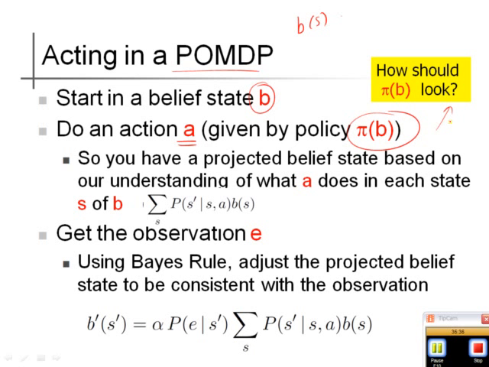Anyway, so you do an action A given by policy pi B. It doesn't really matter why you did this action A. When you're acting, you just decided to do a particular action A. Now the question is, having done the action A, the agent in its own mind can compute what the next belief state is going to be. So it projects.